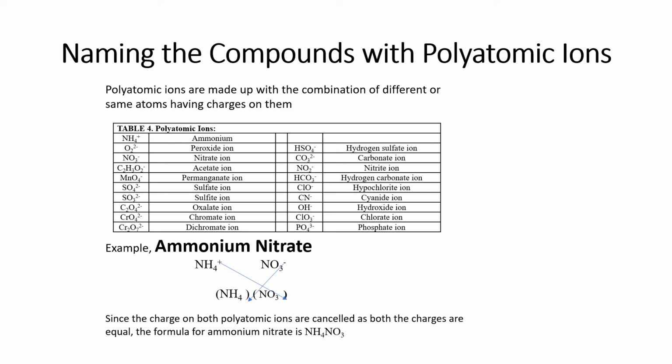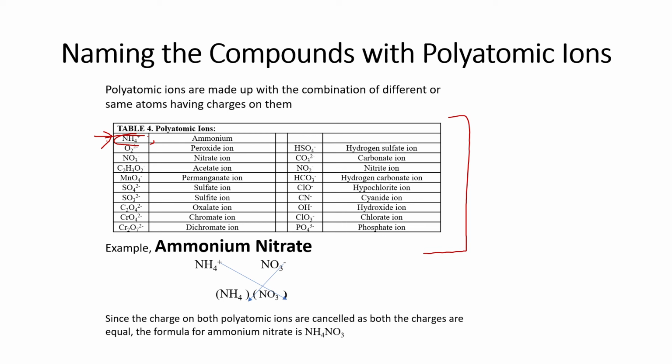Also, we can write formulas with polyatomic ions. When you look at these tables, you'll see lots of polyatomic ions having charges on them. Let's look at the first polyatomic ion, which has a positive charge. This is known as ammonium, NH4 plus, and this is a single unit. Whatever you see in this table, these are all single units.